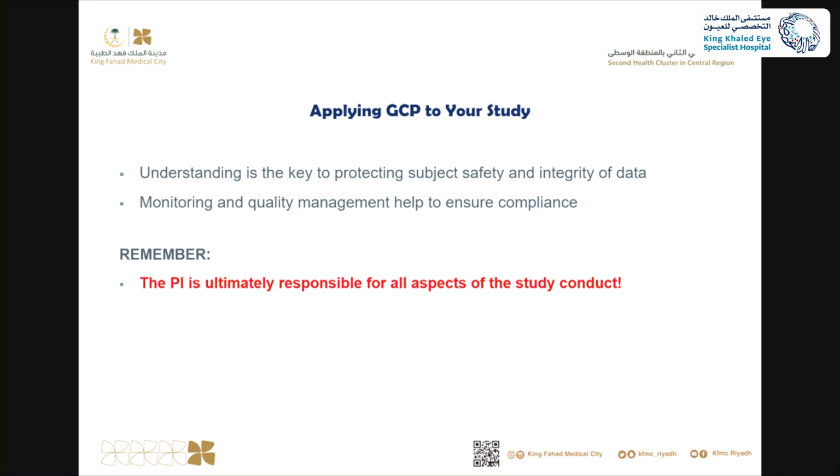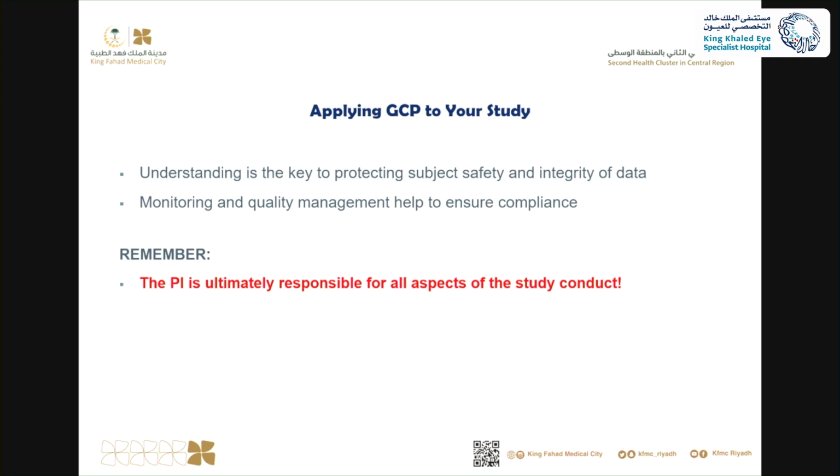Applying GCP regulations will save your patients and will ensure that your research is in compliance with the international guidelines, and that the generated data is accurate and credible. We can trust it. You can publish. You can get approval from the FDA as well.